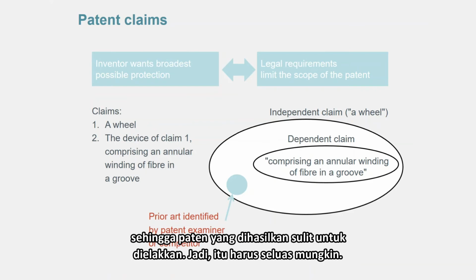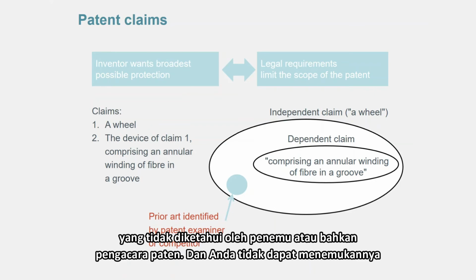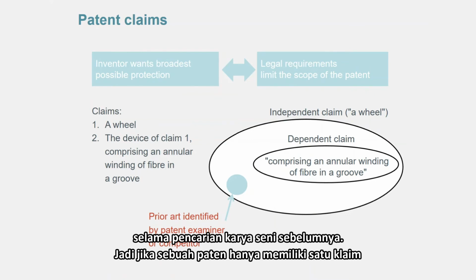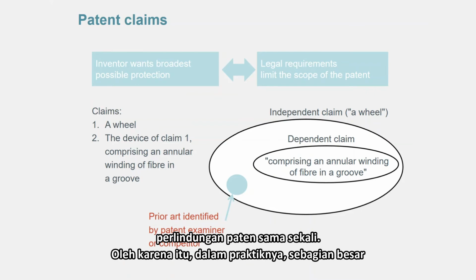Of course, the inventor wants the invention to be patented in such a way that the resulting patents are difficult to circumvent, so it shall be as broad as it can. However, making very broad patent claims is very risky, as there might be related prior art which is not known to the inventor or even to the patent attorney, and you cannot find it during your prior art search. So if a patent has only one broad claim and that claim is destroyed by existing prior art, then there is no patent protection at all.